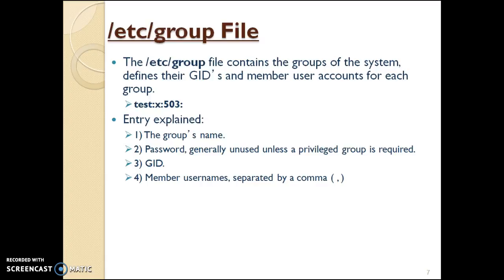Next, at the last, we have the /etc/group file. In this file, we can find the entries for each and every group. In this example, we can see test is the group name, followed by the password, then followed by the group ID, then followed by a list of members. And please note here that we have a separator, that is a delimiter, a colon between each and every term in this entry.